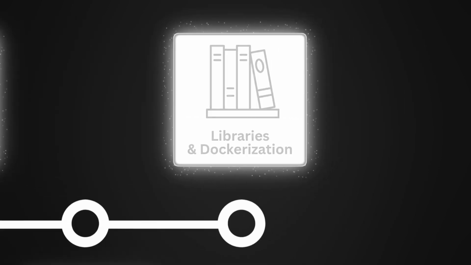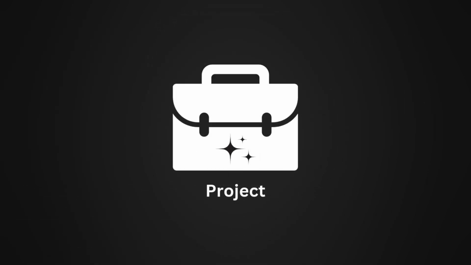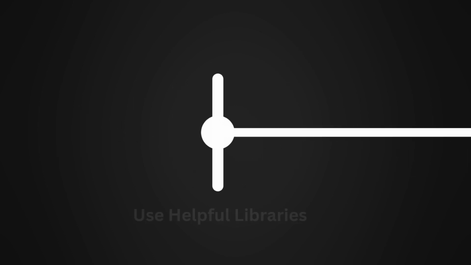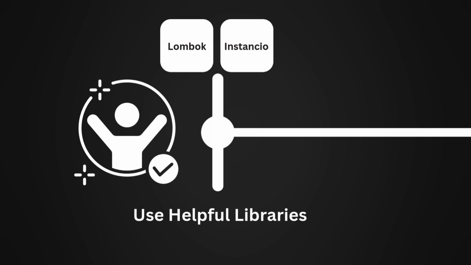Number 5. Libraries and Dockerization. This one is a personal recommendation that adds a fine touch to your project. I have 3 recommendations here. The first one is using helpful libraries that you can live without but will make your code neater. These include Lombok for reducing boilerplate code and Instancio for random data generation and tests. If you're not familiar with these 2, look them up. They are easy to use but very beneficial.